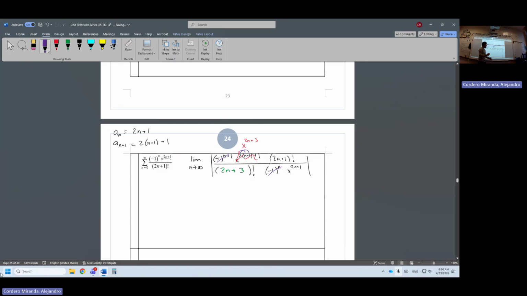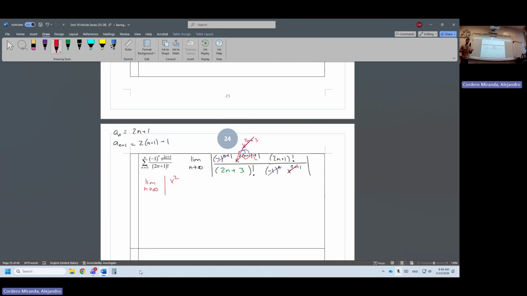Okay, so now if I combine the x to the 2n plus 3 with the x to the 2n plus 1, boom, boom. What are you left with? x squared. Good job with the squared, because this is 2 bigger than this, not just x, but x squared. So the limit as n goes to infinity, the absolute value of x squared is what I'm left with.